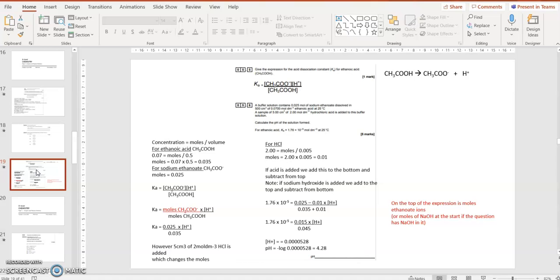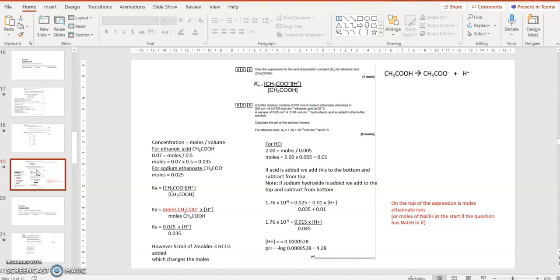I've now got values. I can work out H+ and I can work out pH. So remember, if you add something like an acid, the number of moles gets added onto the bottom and subtracted from the top. Add some sodium hydroxide, that gets subtracted from the bottom and added to the top.